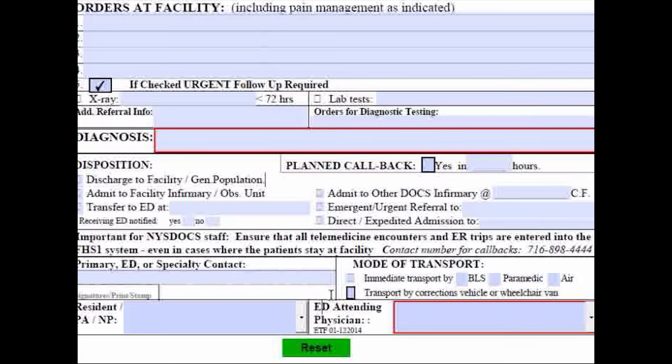Oh, I'm sorry, one more thing. Mode of transportation, just note that, how you're sending them. If it's an ambulance, do that. If it's transported by correctional vehicle, then do that.